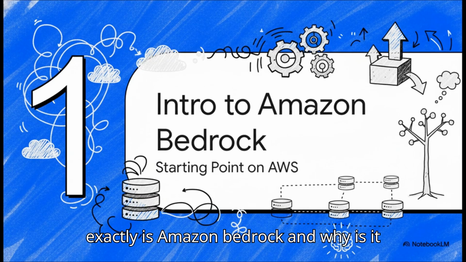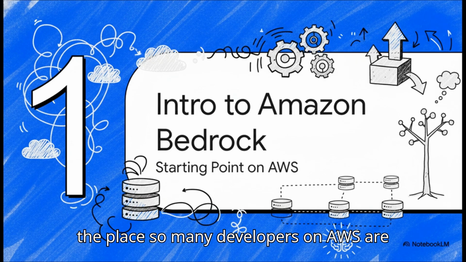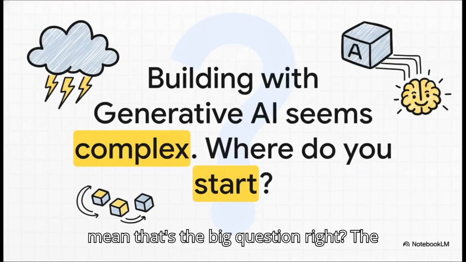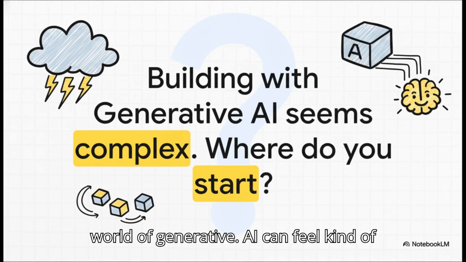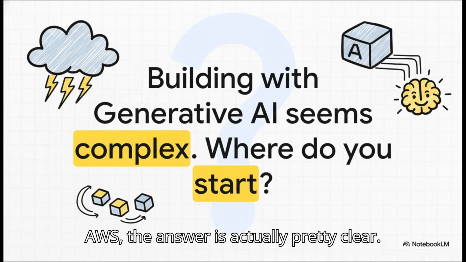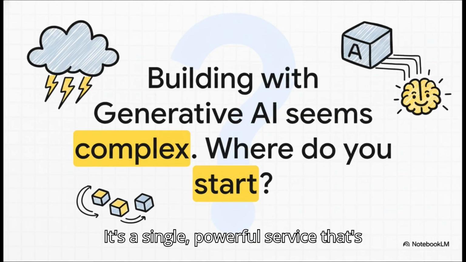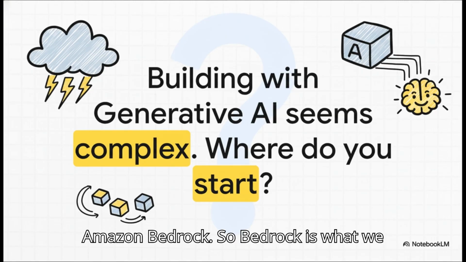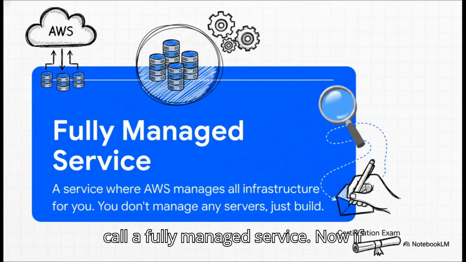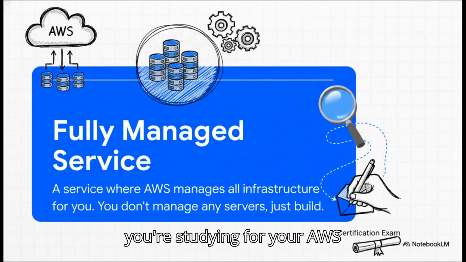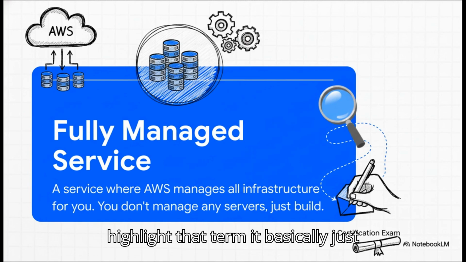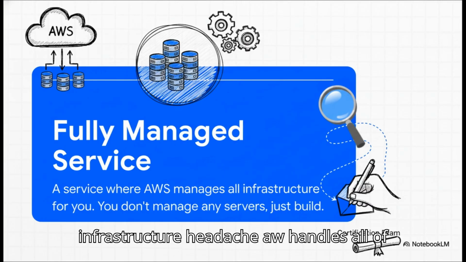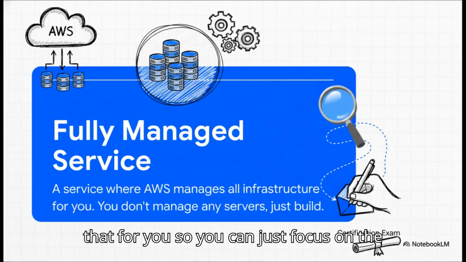What exactly is Amazon Bedrock? And why is it the place so many developers on AWS are starting their generative AI journey? I mean, that's the big question, right? The world of generative AI can feel kind of overwhelming. But for anyone building on AWS, the answer is actually pretty clear. It's a single, powerful service that's designed to make everything simpler. And yep, you guessed it, that service is Amazon Bedrock. So Bedrock is what we call a fully managed service. Now, if you're studying for your AWS certification exam, you'll want to highlight that term. It basically just means you don't have to worry about managing servers or any of that infrastructure headache. AWS handles all of that for you, so you can just focus on the fun part, building your app.